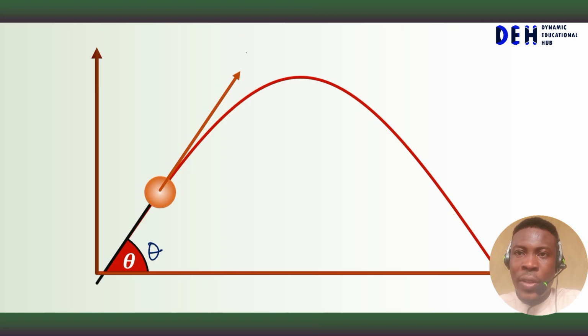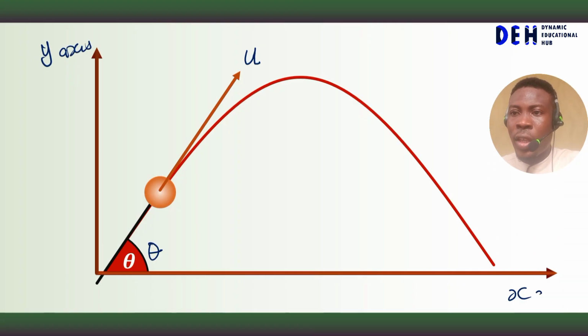So this is the initial velocity, u here. Now this u can be resolved into both vertical components and horizontal components. This is the vertical component, y axis here, and this is the x axis here. Since we are dealing with a vector, a vector can be resolved. So we have a two-dimensional quantity here. We have 2D motion here. So this u can be resolved into a vertical component and a horizontal component.